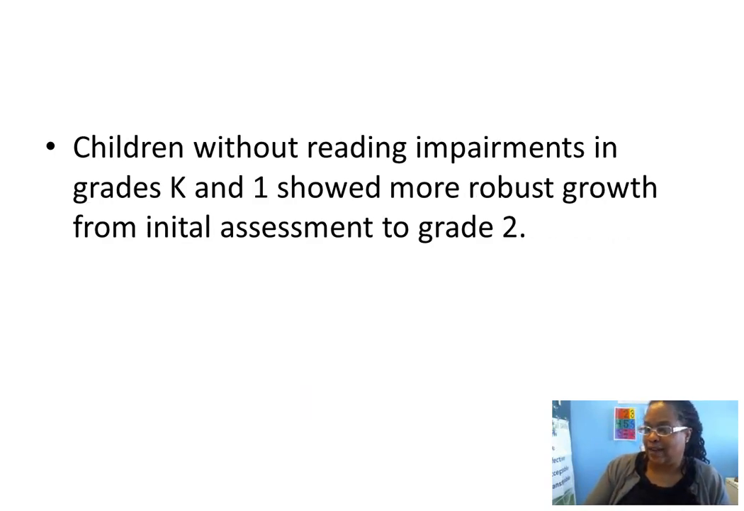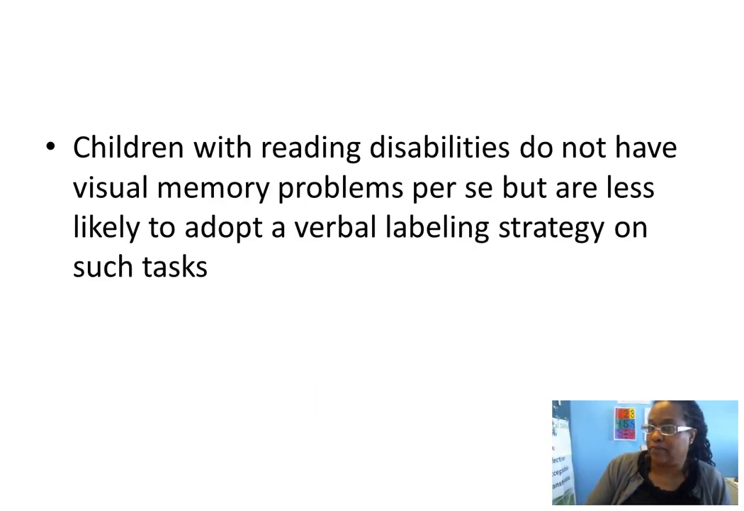So in this study, they looked at how the children developed in reading, and they found that students who had visual motor integration problems did not have the same level of growth going from kindergarten to grade 2 as those who did not have visual motor integration problems. Also, children with reading disabilities, they found, did not have visual memory problems all the time, but they are less likely to adopt a verbal labeling strategy on such tasks.